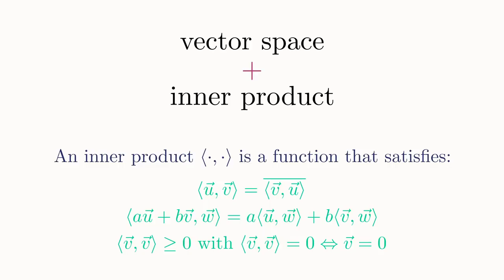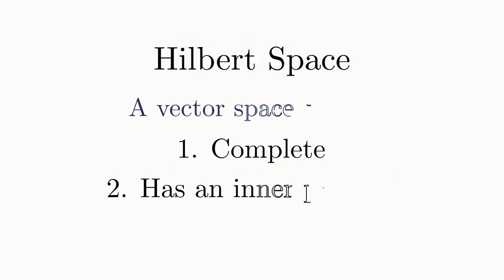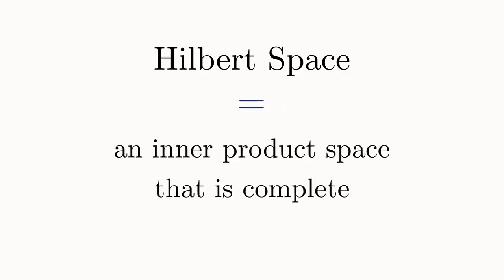It is a way to capture the lengths of vectors as well as the angles between them for a general vector space. In fact, in the case of the familiar 2D plane or 3D space, the regular dot product just is an inner product. So a Hilbert space is a vector space that is complete and has an inner product. Or to put it even more concisely, it is an inner product space that is complete.